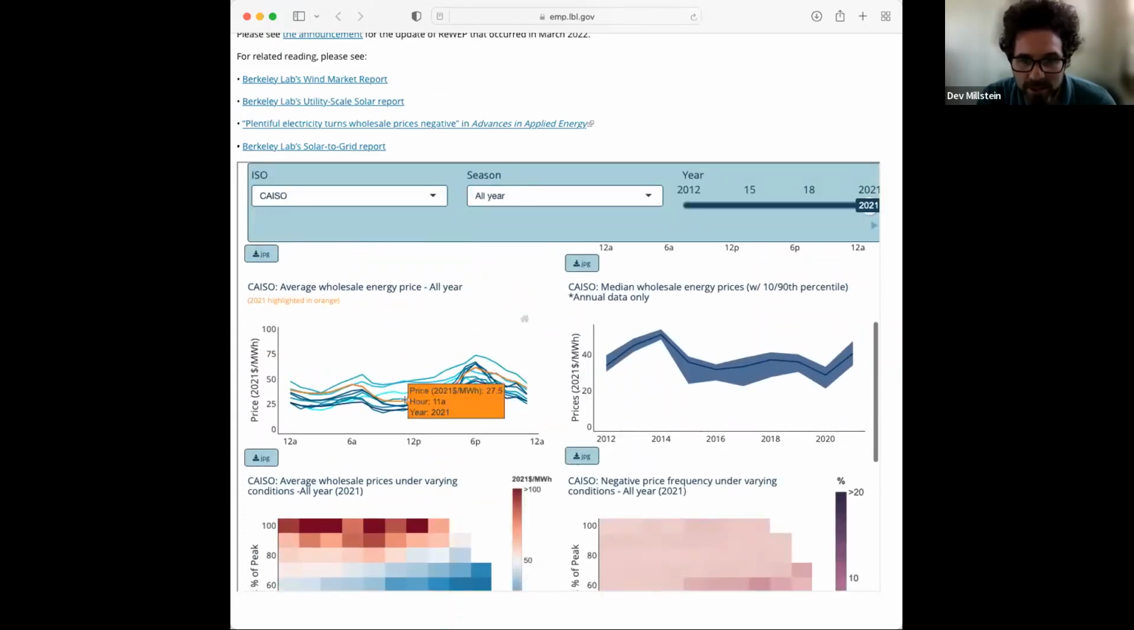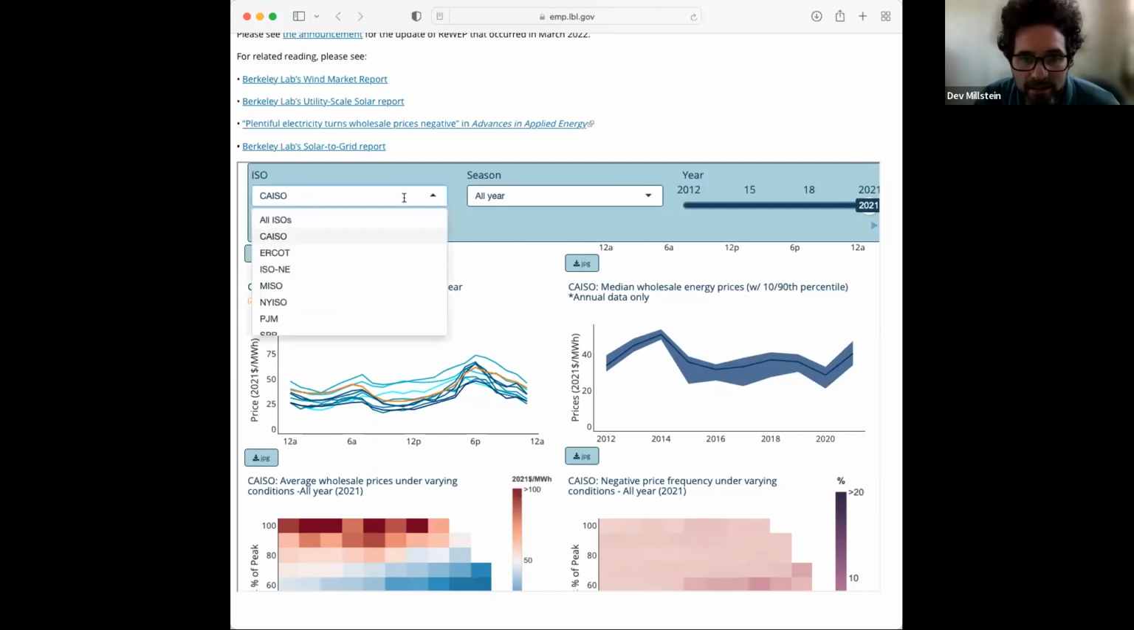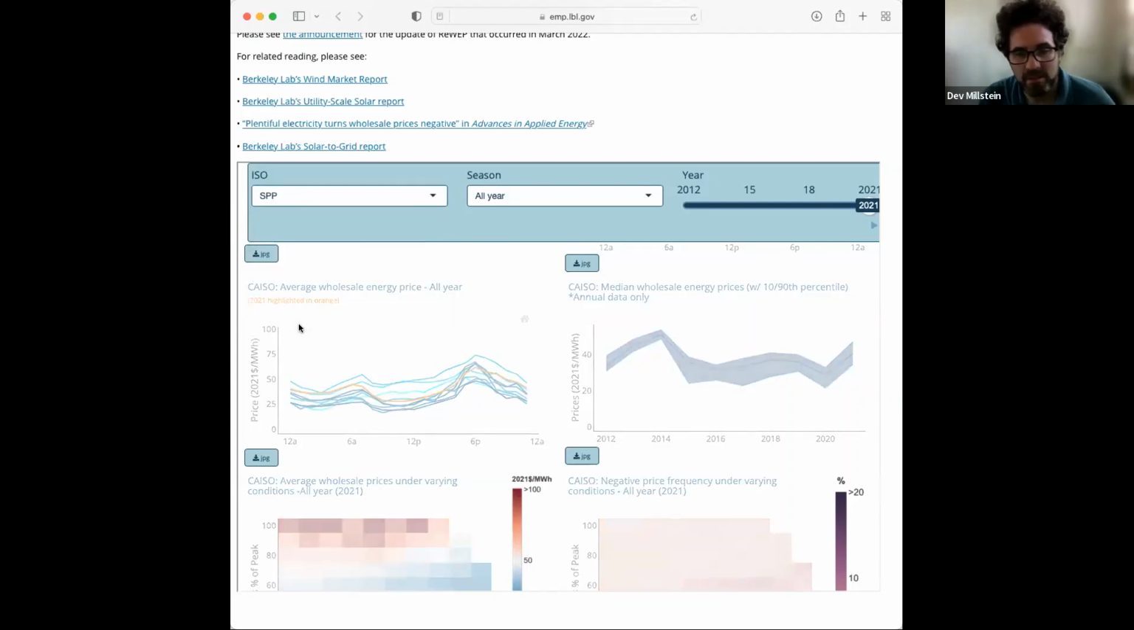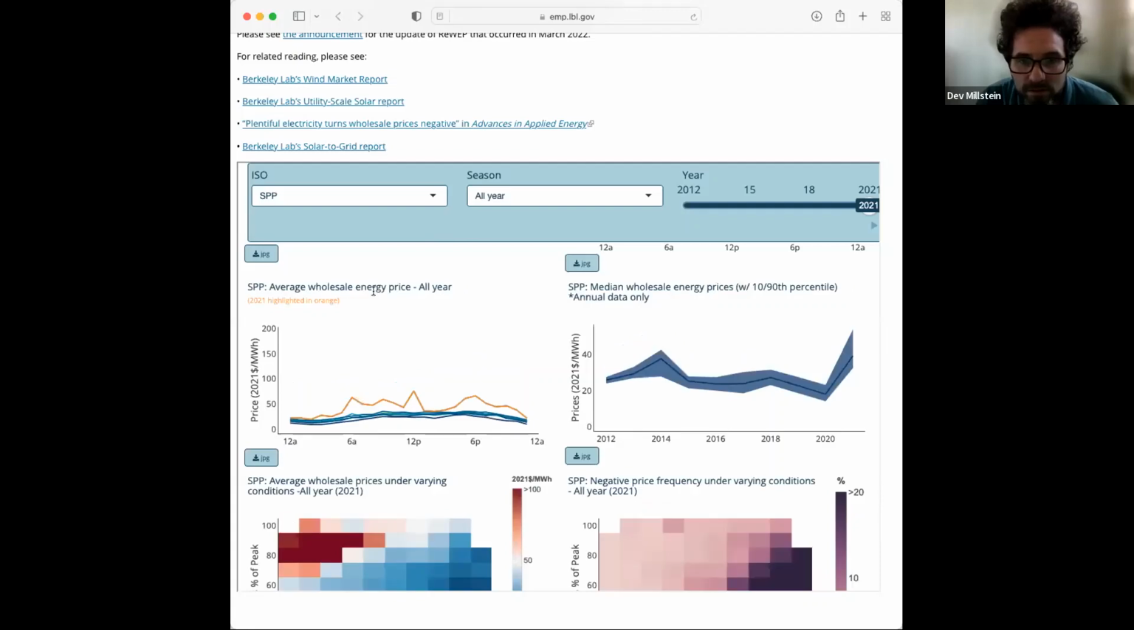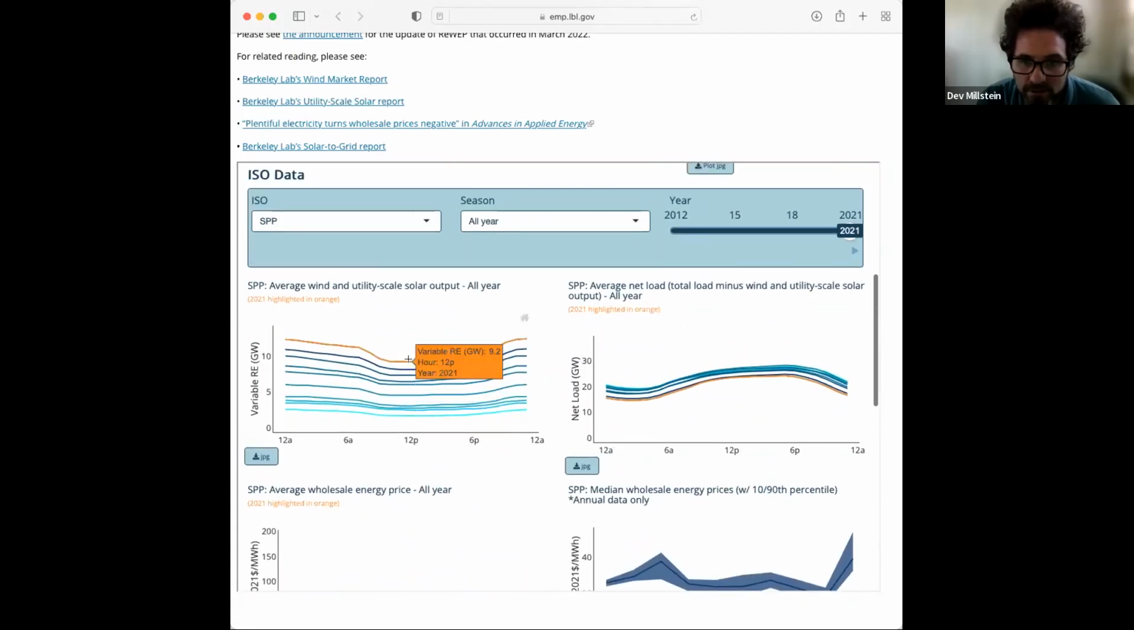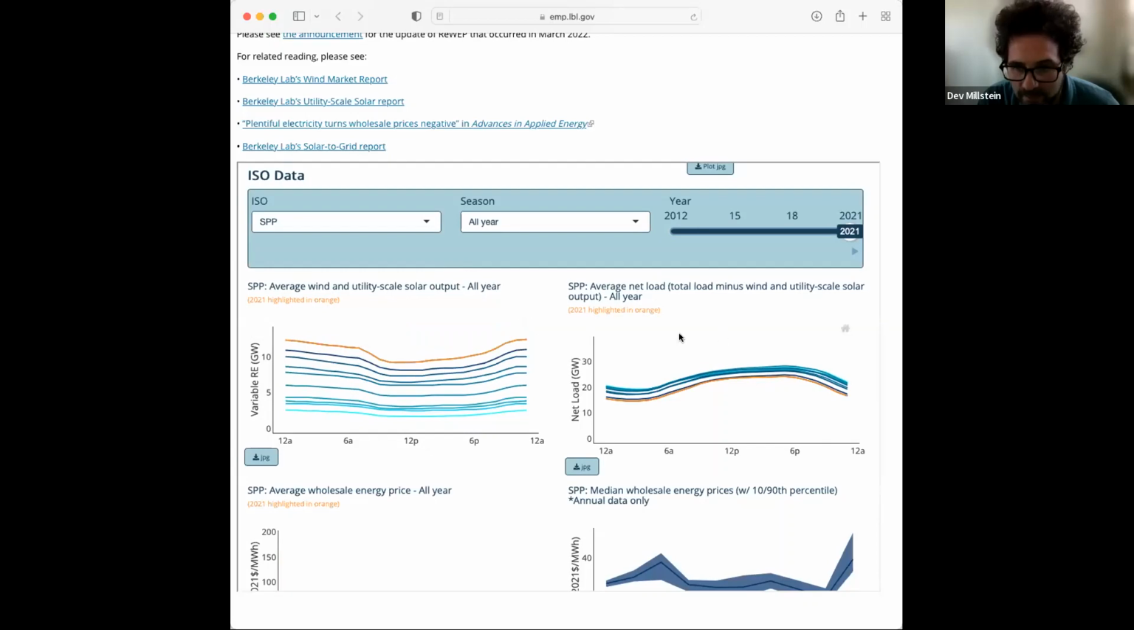For example, 2021 prices in California were actually sort of on an average level if you're looking historically across many hours of the day. And that's different from, say, if we look at prices in SPP. So first of all, we can see the continual growth of renewable energy generation. This one is dominated by wind, so it's nighttime focused and less generation during the day.